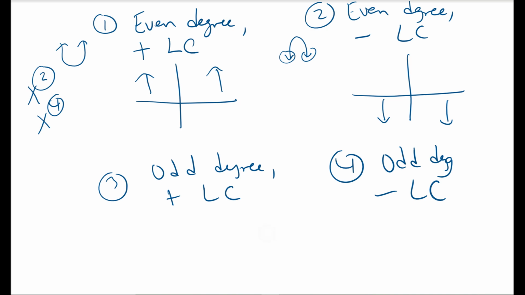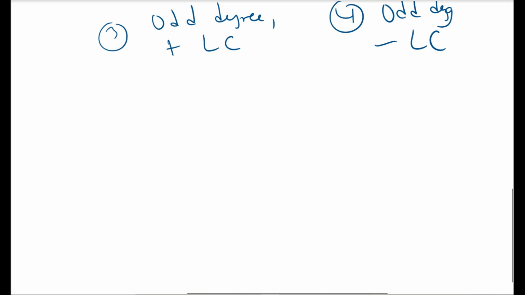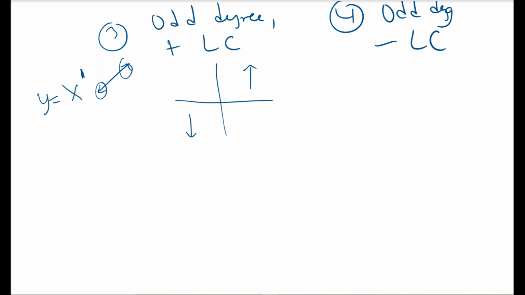Okay, so now for the odd degree, when I think of odd degree, I think of a line, right? So if I had y equals x, x to the first power, 1 is odd, so that would be an odd degree. And that's a line, right? If you graph that, that's a line that goes up like this. Which means that this arrow is going down, this arrow is going up. So when it's a positive leading coefficient, the end behavior is down and then up.